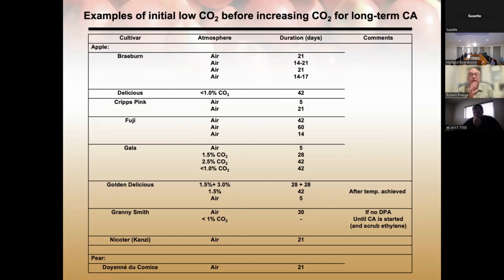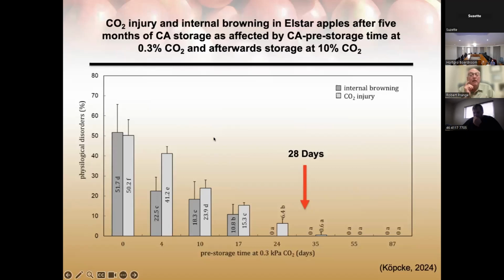Now notice I'm mentioning the days because here's Elstar. I mentioned earlier, Elstar is very tolerant to CO2, but here's an example of research by Dirk Kupka on Elstar recently, 2024. He's looking at how CO2 injury and internal browning after 5 months of CA storage is affected by the CA pre-storage time in 0.3% CO2 and afterwards storage at 10% CO2.